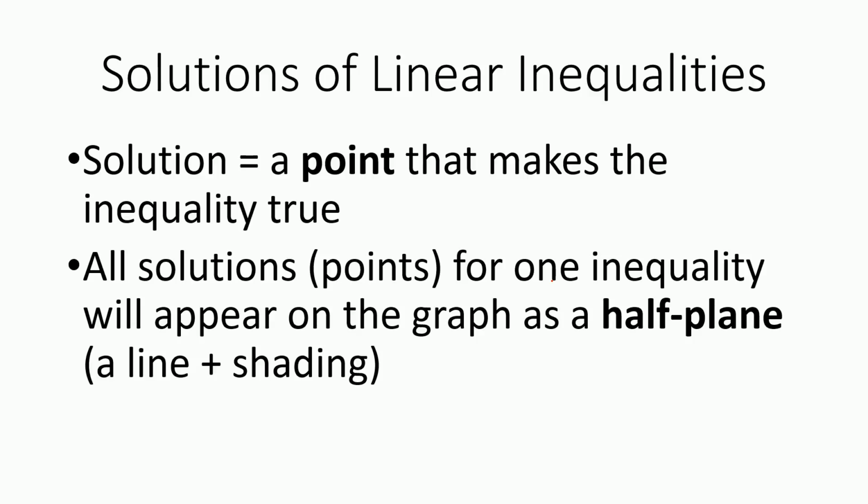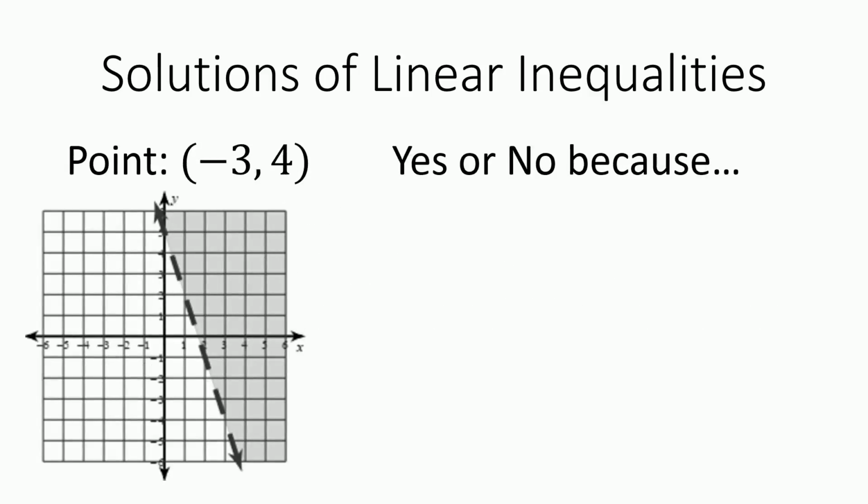It looks a little bit different than just a linear equation, because a linear equation is just going to have a line, no shading, and a linear inequality is going to have the line that may be solid or dashed depending on the inequality, and it's going to have shading on one side or the other. So a solution is always going to be in the shading area or the half plane of a linear inequality.